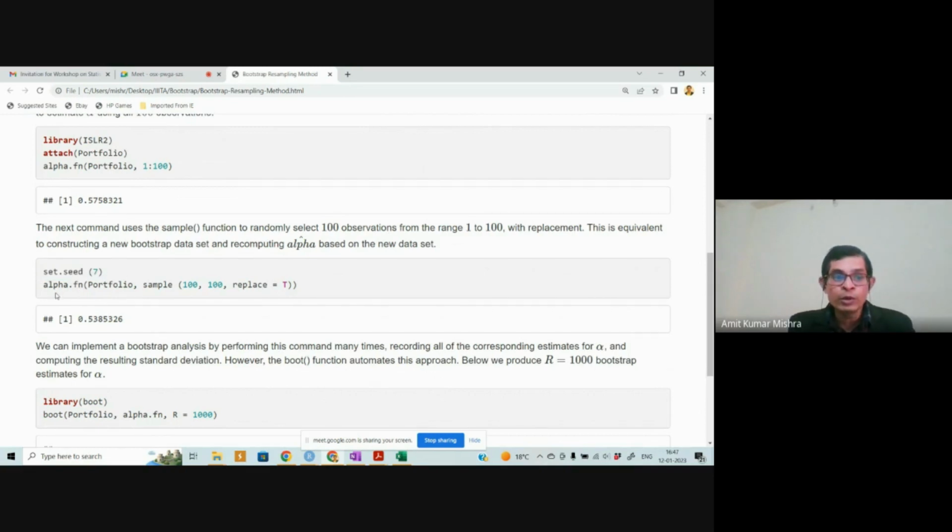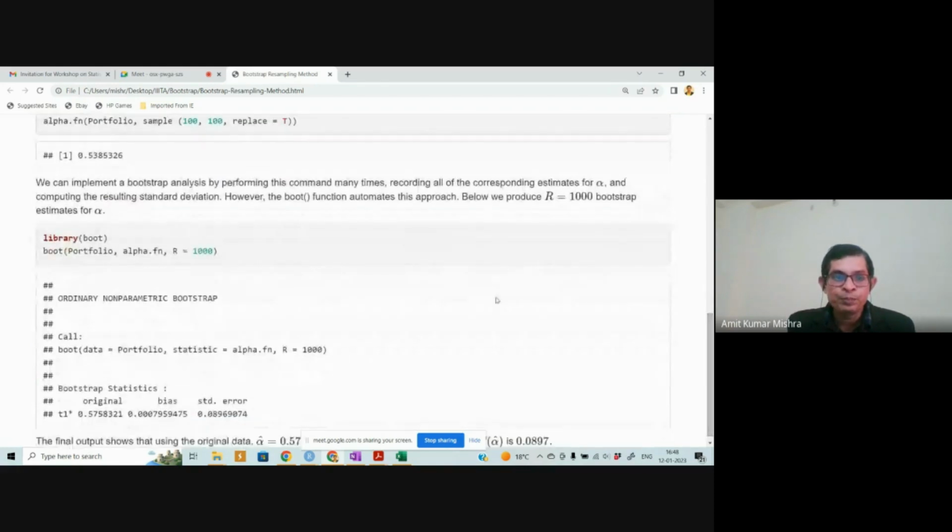because repetition will be good. Alpha dot function, data is portfolio. Now I am generating sample 100, why? Because 100 from X, 100 from Y with replacement. After generating this, the estimate is 538. But this is one, only one. I have not applied Bootstrap till now. I just generated one sample. Now I am going to apply Bootstrap.